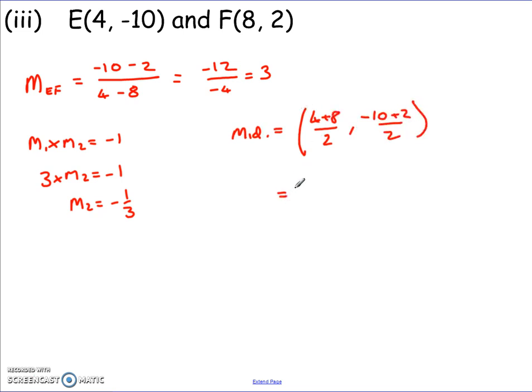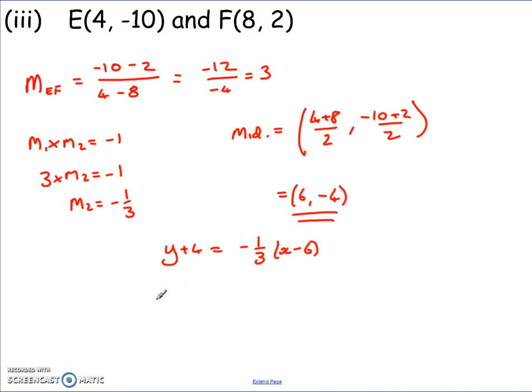4 plus 8 is 12, divide that by 2, we get 6. Negative 10 plus 2 is negative 8, divide that by 2, we get negative 4. So there you go, there's my midpoint where the perpendicular bisector meets the line here. All I do now is plug it all together. So y minus b becomes y plus 4, remember minus minus becomes a plus, equals a third, bracket x minus 6. And then it's simplifying it all.